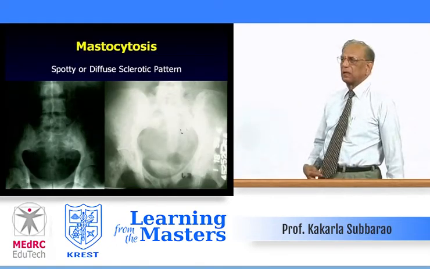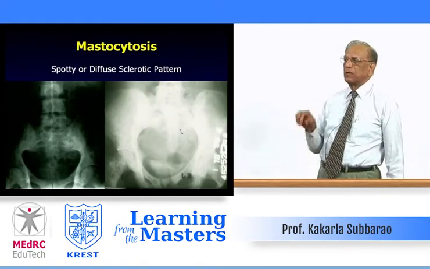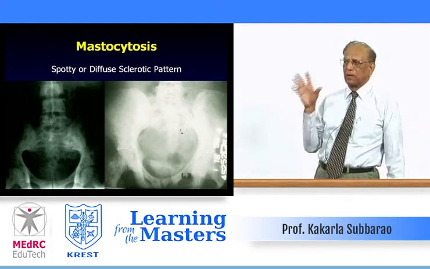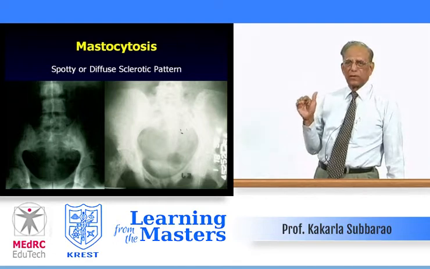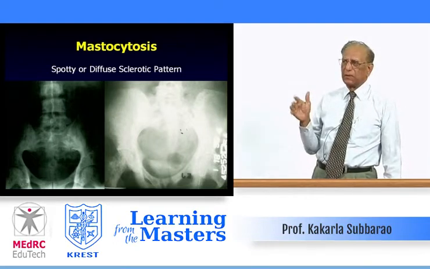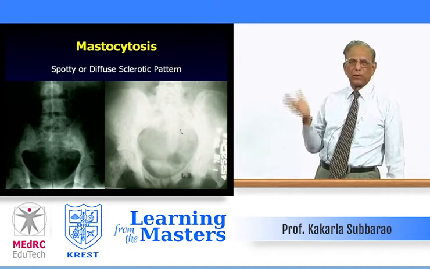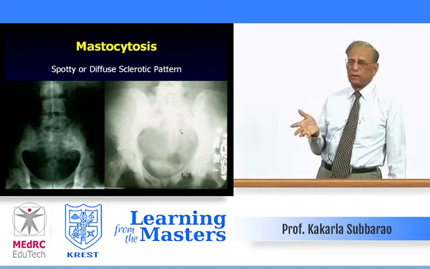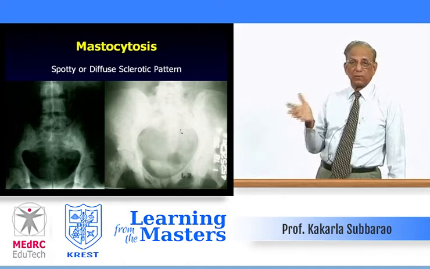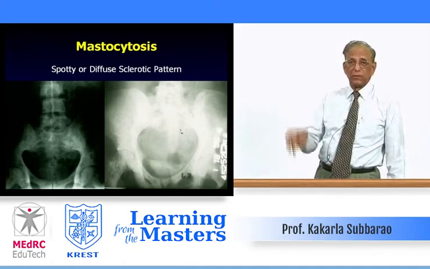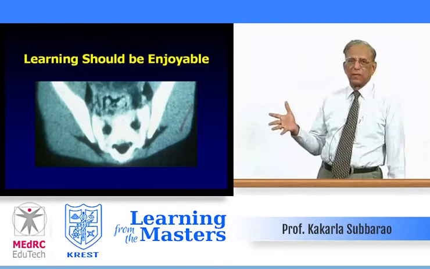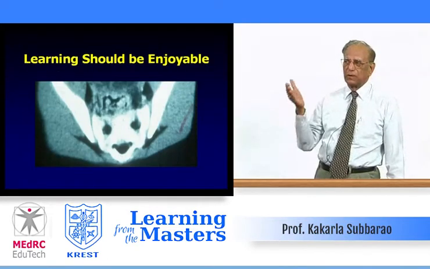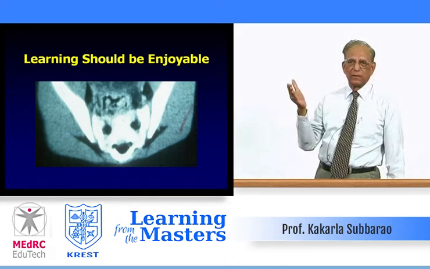Mastocytosis, rather rare disorder, spotty or diffuse sclerotic pattern. You cannot on films alone, but it is difficult to differentiate from other sclerosing disorders, but then it is not uniform, it is spotty. It is not like, say, marble bone disease or myelofibrosis. Myelofibrosis also, you may get diffuse sclerosis, but occasionally you can get lytic changes. I always say learning should be enjoyable. Look at the smiling sacrum.